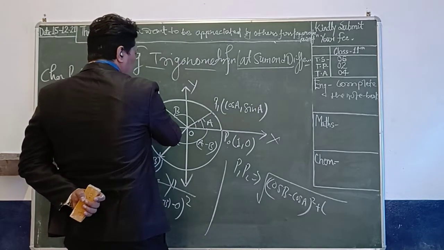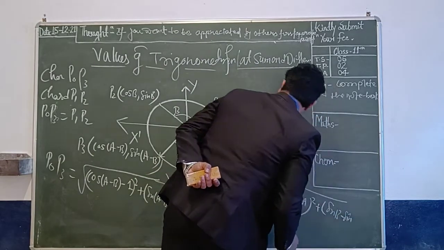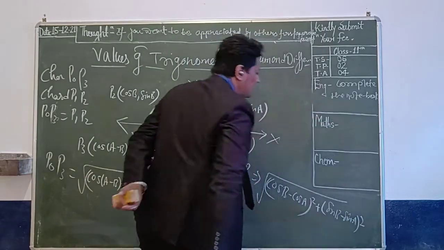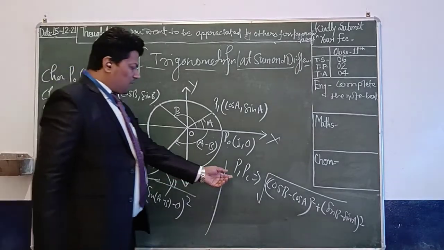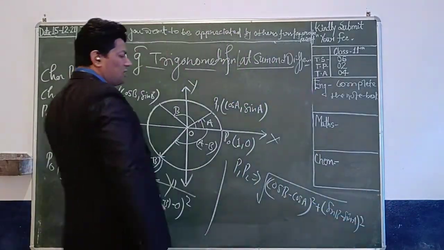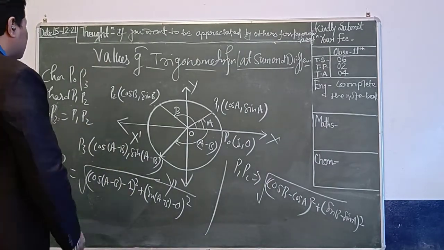sin b minus sin a whole square. Is it clear? Any doubt at all? P1 P2 is cos b minus cos a whole square plus sin b minus sin a whole square. Is it clear? No doubt at all?